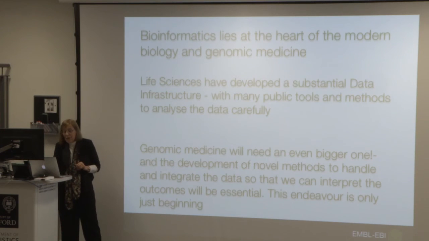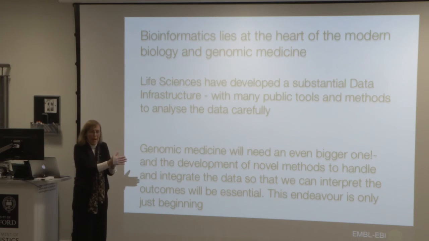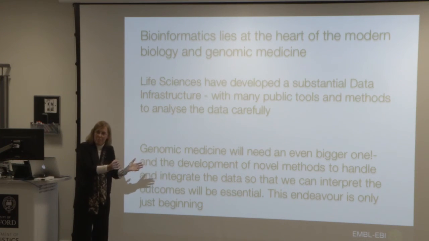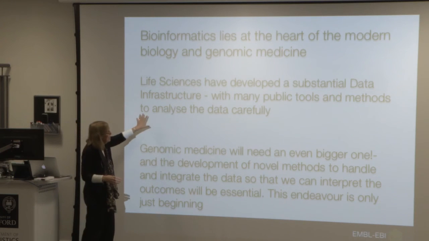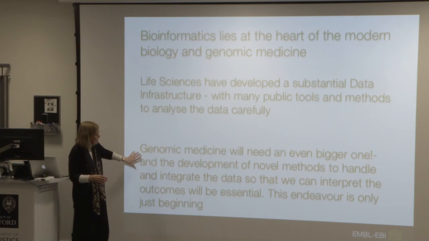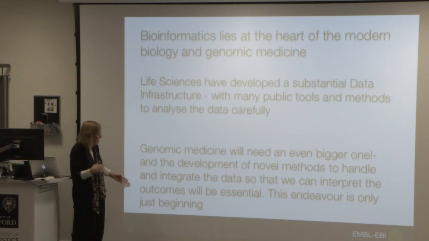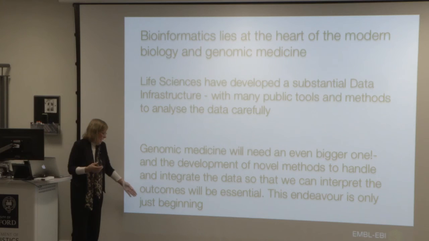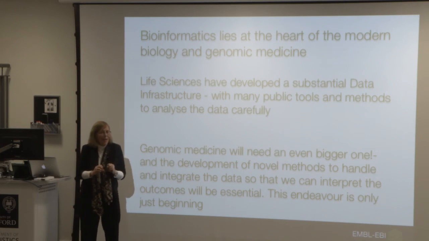And so, just to finish then, I think it's clear that in biology, the life sciences have developed a substantial data infrastructure, of which EBI is the European part. There's also in the States and in Japan and increasingly in China. So we have many public tools and methods to analyse the data carefully. It's also clear to me that genomic medicine will need an even bigger infrastructure. It's going to be more complicated, but we'll need new methods to handle and integrate the data so that we can make sense of the genome data and the outcomes from that. And it seems to me that this endeavour is really only just beginning.